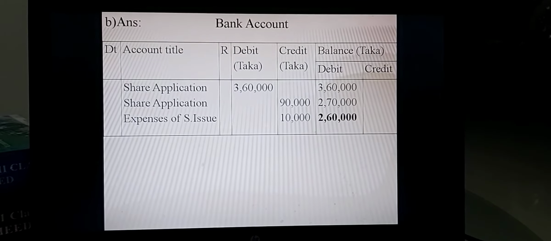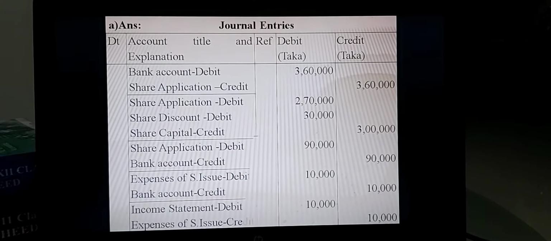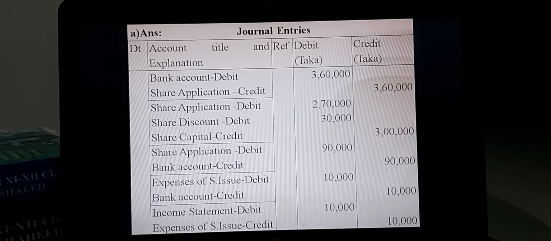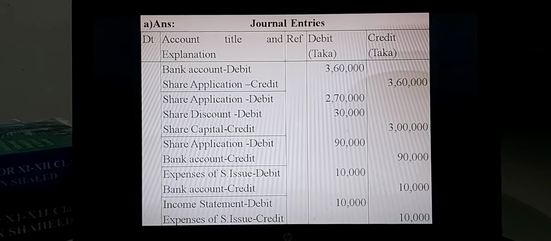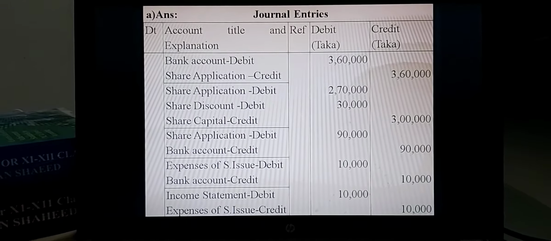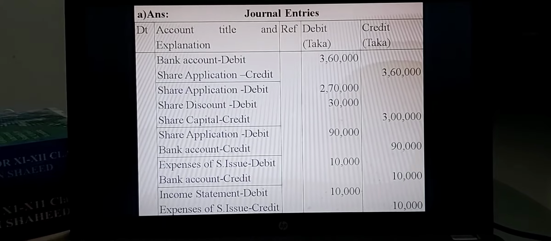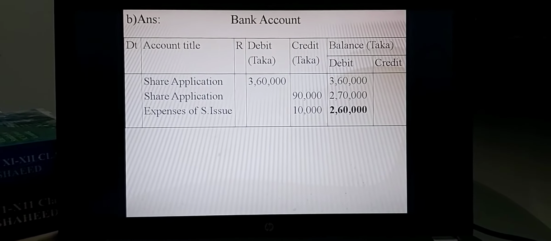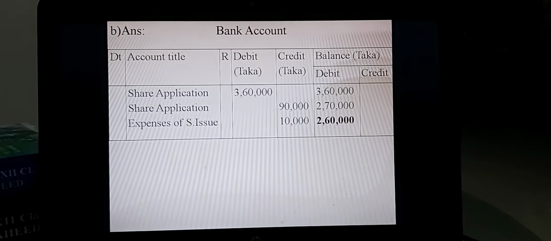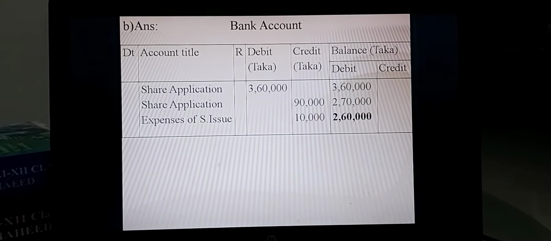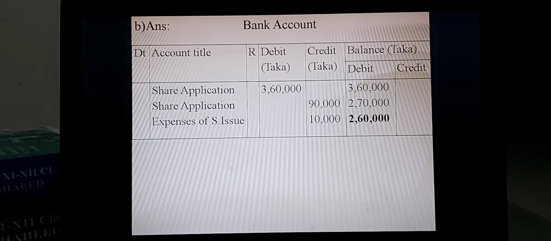Another entry is available of bank account. You can go to the journal entries. Number 4, expenses of share issue debit, bank account credit. So you have to write at first expense of share issue in the account title column and the amount to be posted in the credit column, taka 10,000.